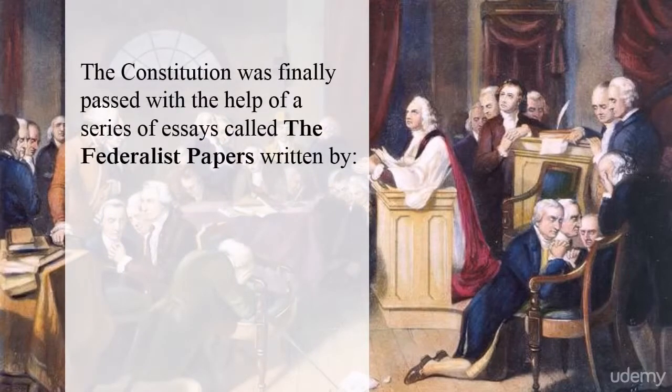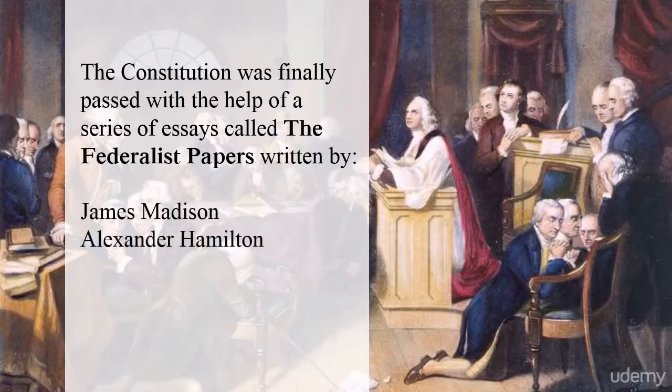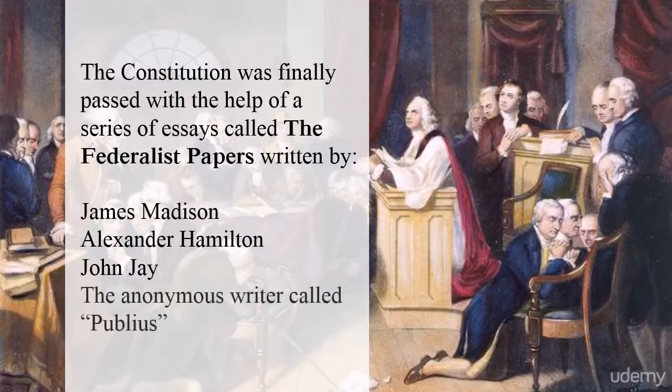The Constitution was finally passed with the help of a series of essays called the Federalist Papers, written by James Madison, Alexander Hamilton, John Jay, and the anonymous writer called Publius.